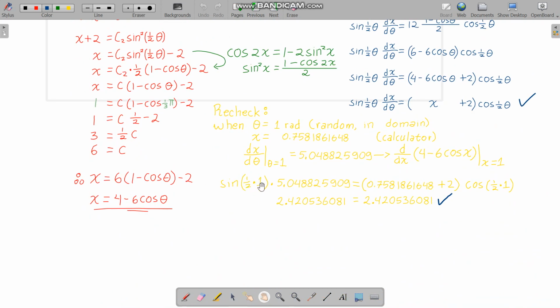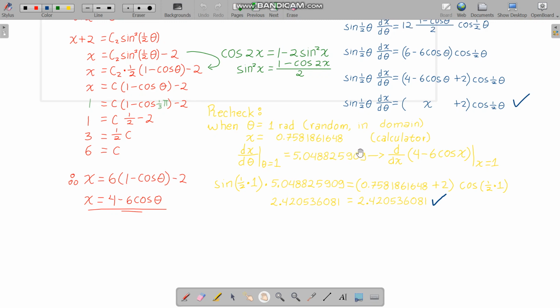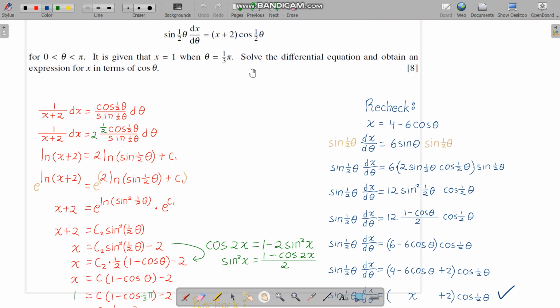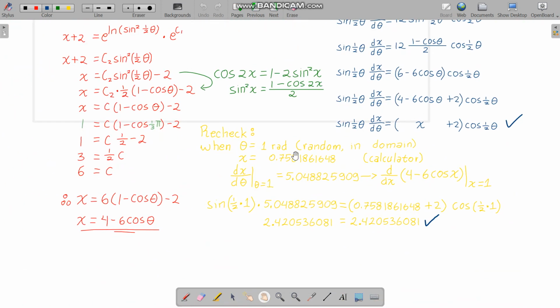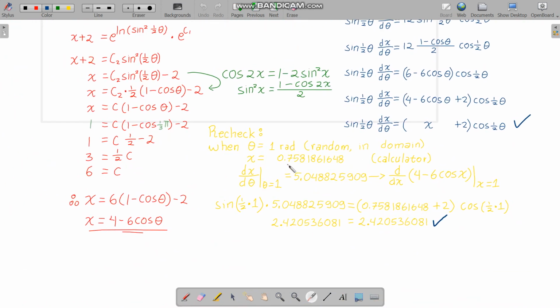Sine 1/2 times the theta is 1 radian, times dx d theta, which is this value, is equal to x plus 2 cos 1/2 theta. The x is this value here, so x plus 2 cos 1/2 theta, the theta is 1. And as you can see, the left hand side is exactly the same as the right hand side, so we stand corrected, we have the right answer. So this is how we can check using the calculator.